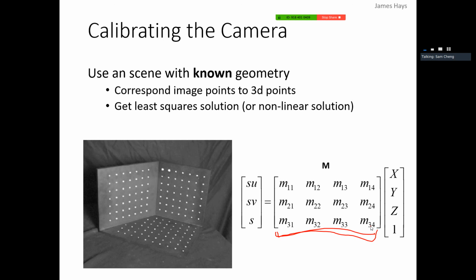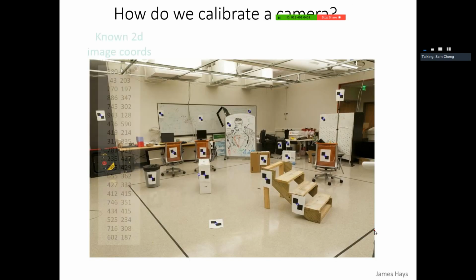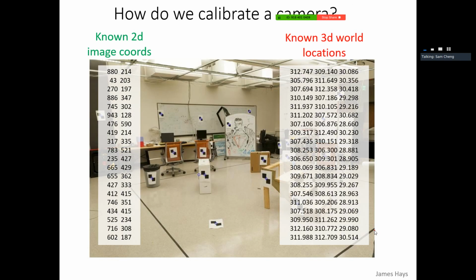Then again, it would just be a fitting problem, right? If we know a set of points in the world coordinates that map into coordinates on the screen, and we have a sufficient number of points, we should be able to approximate this M matrix back. And so that's what we have here.